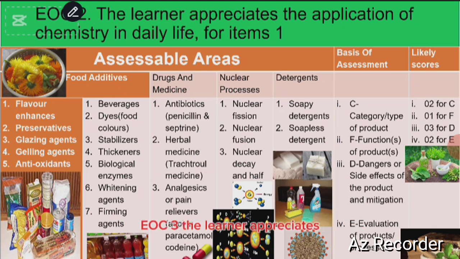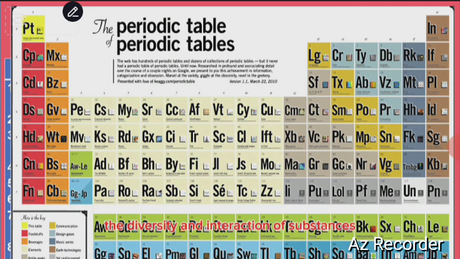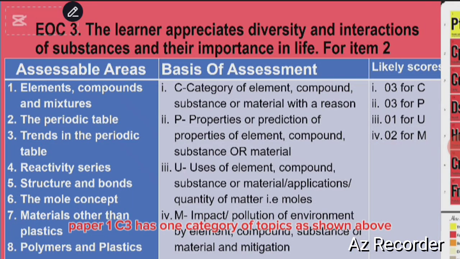EOC 3. The learner appreciates the diversity and interaction of substances and their importance in life. For item 2 in part 1 section A, paper 1. EOC 3 has 1 category of topics as shown above, which include compound and mixtures, the periodic table and the reactivity series. The relevant points a learner must include and their scores are category, properties, uses, and last but not least, impact on the environment and the possible mitigation as shown.